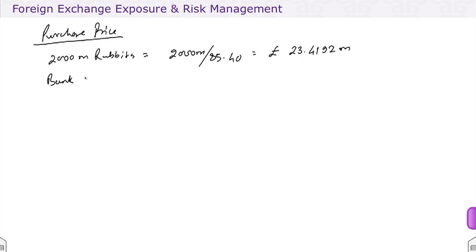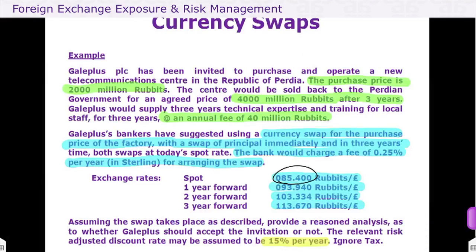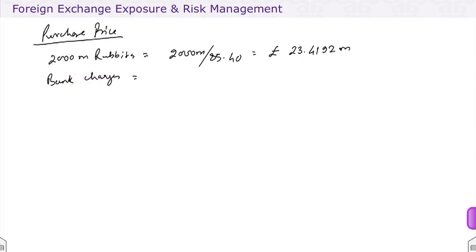Now on this there is a bank charge. For providing such a swap, the bank would charge 0.25% per year in sterling, as given in the problem. Since we have converted that into sterling, we can simply find 0.25% of this value: 23.4192 million into 0.0025.